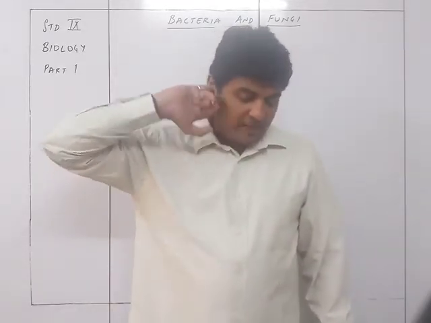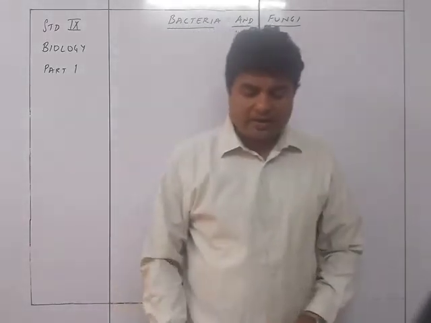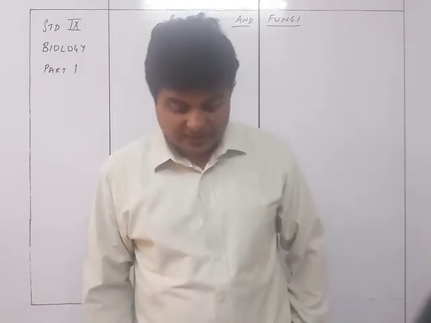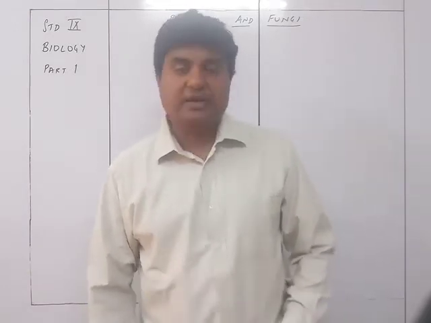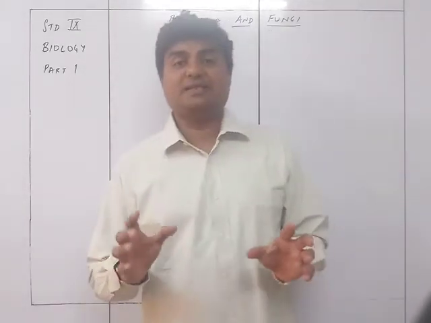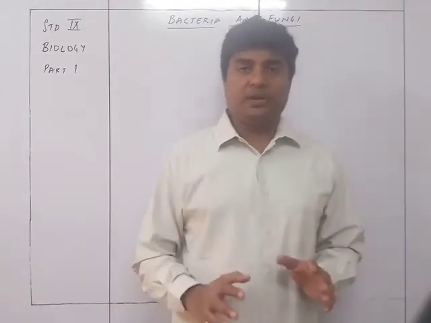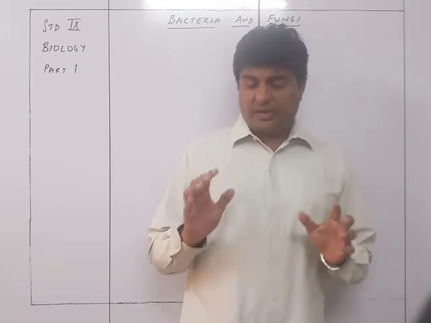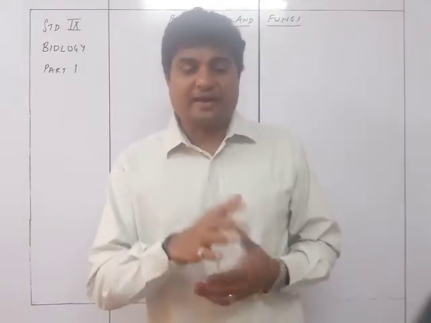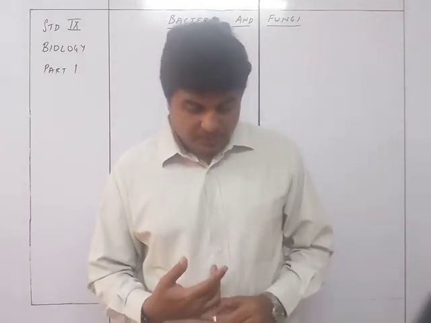So let's see bacteria, a general study. Bacteria are the most primitive unicellular organisms. Each bacterial cell contains a single chromosome, the nuclear material, which is not enclosed in a nuclear membrane. So the first and foremost thing is that it has a single cell. Secondly, it does not have a proper nucleus. It has the genetic material inside the cytoplasm, not enclosed in a nuclear membrane.